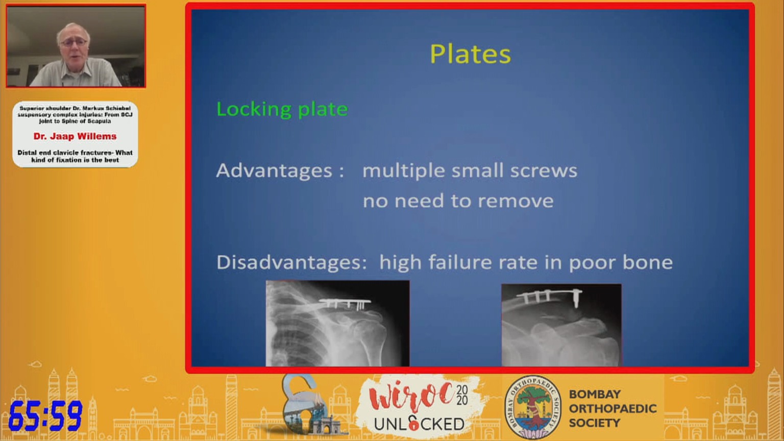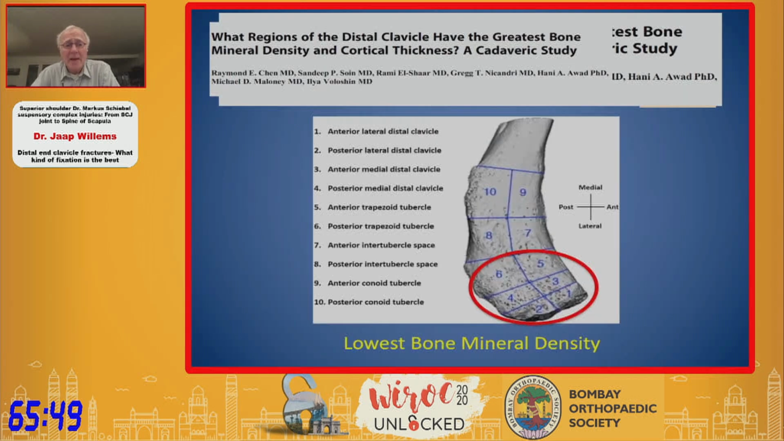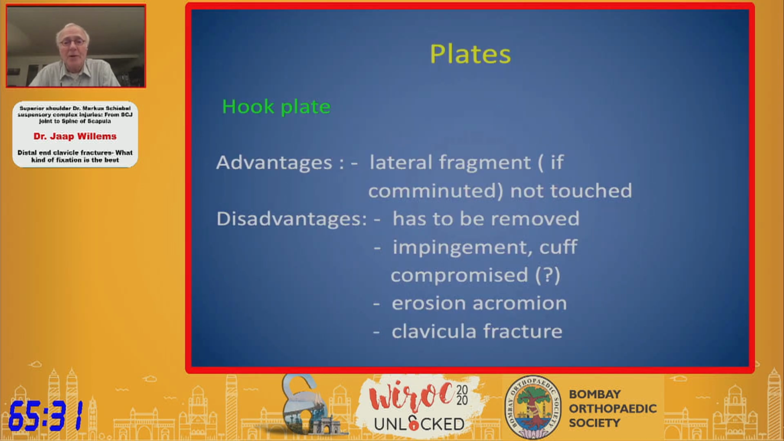Well, the advantage of the locking plate, they have multiple small screws and you don't have to remove it. But the disadvantage is there is a rather high failure rate in the poor bone, as shown here. And this is a nice study, and there are some other studies where it is shown that the lateral clavicle has the lowest bone mineral density, which might jeopardize your fixation in the lateral part of the clavicle. The hook plate has some advantages.